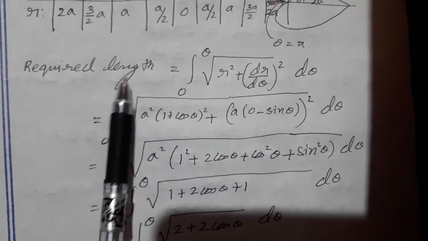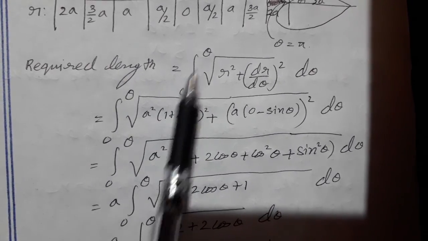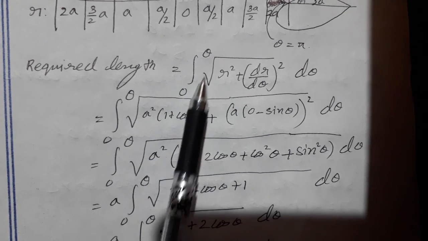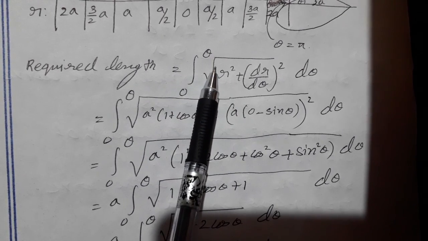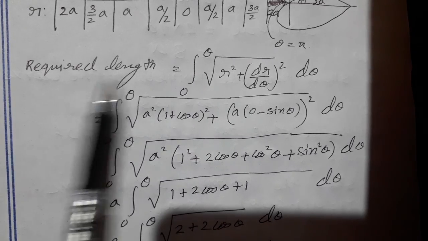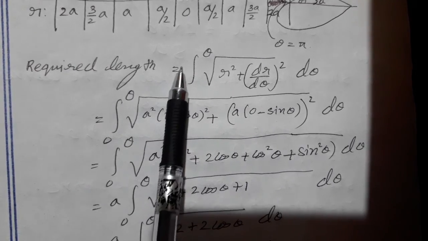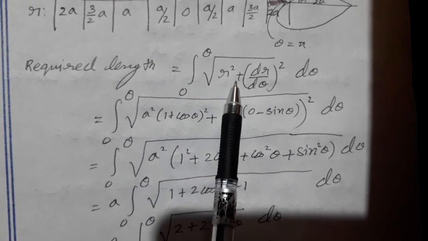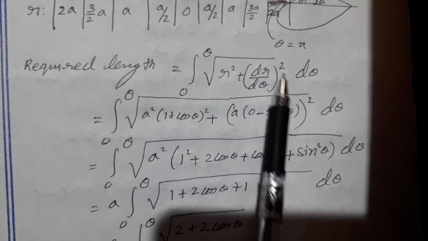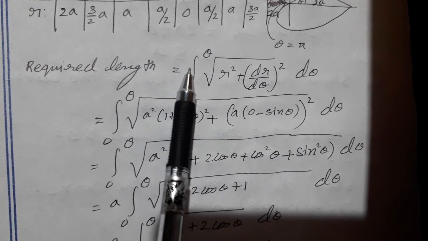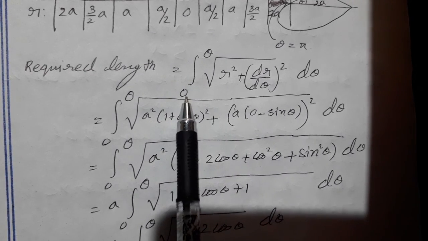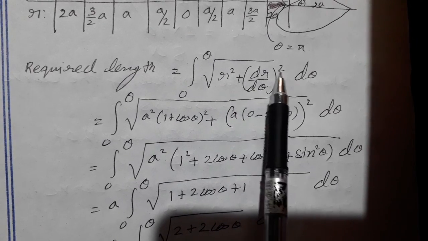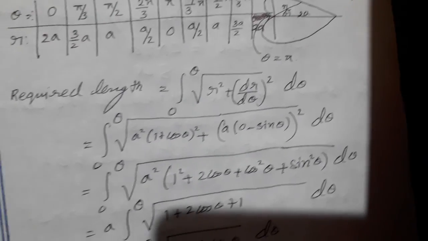You just proceed. Required length equals 2 times the integral from 0 to pi of the square root of r square plus dr by d theta whole square, d theta. So remember, you put 2 here and take the limits as 0 to pi. We get it in that way.